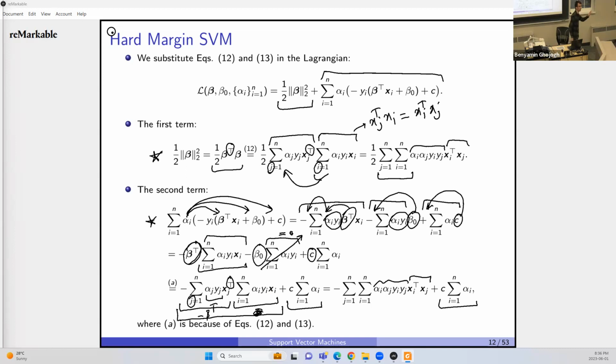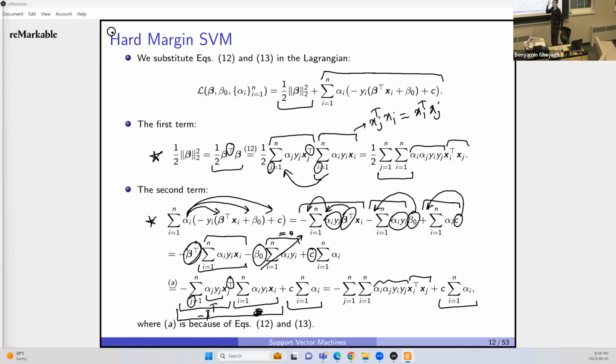Did you get it? So we substituted beta and beta zero in the terms of Lagrangian. Let's put them back. Why are you doing xi transpose xj? No, I'm just putting the beta inside here. I'm just simplifying. In the first term, you wrote that equation, right? Why are we doing the conversion? Doesn't matter. You can write it as xj transpose x.